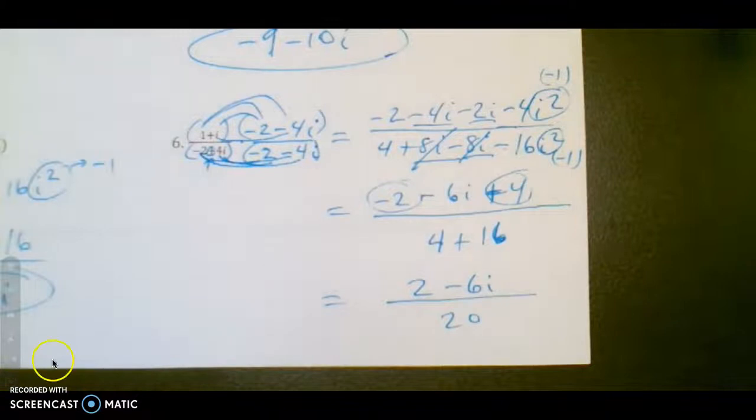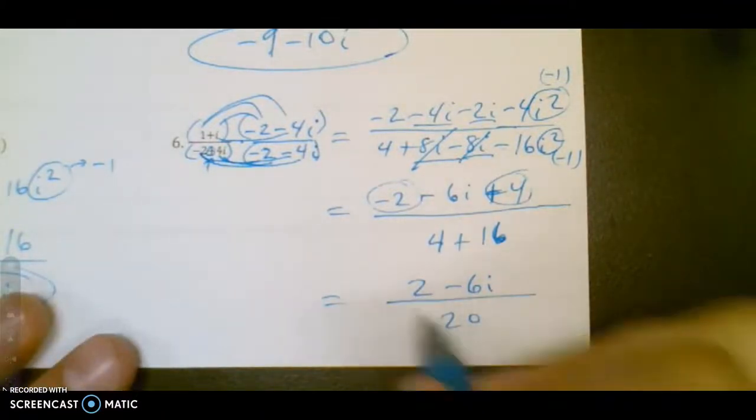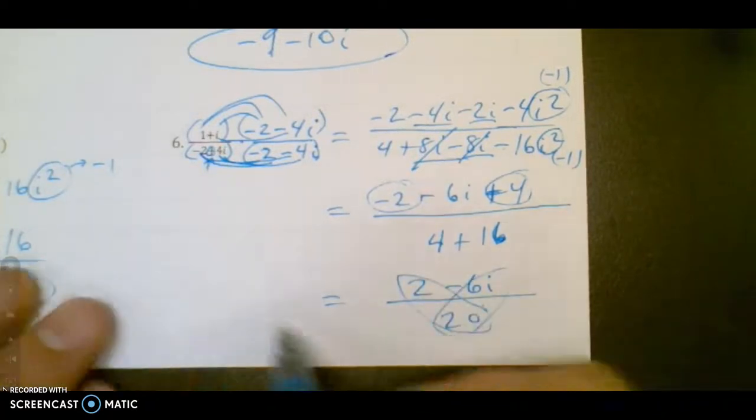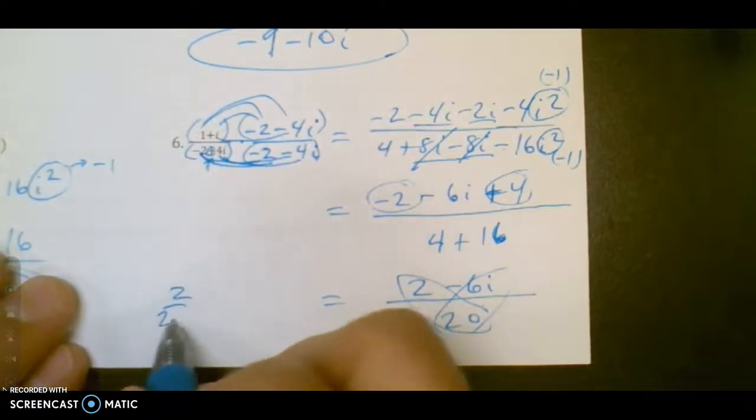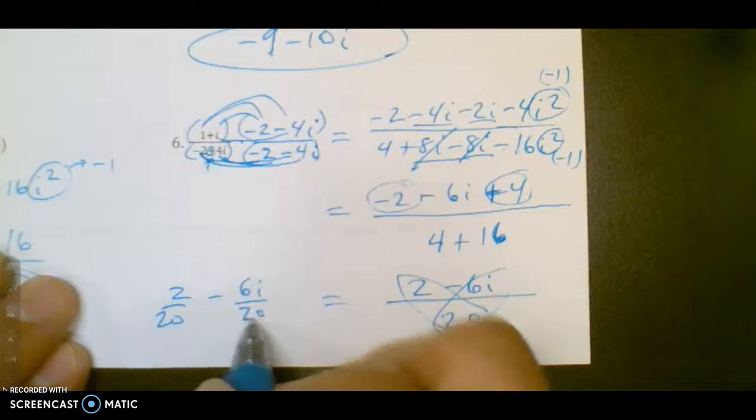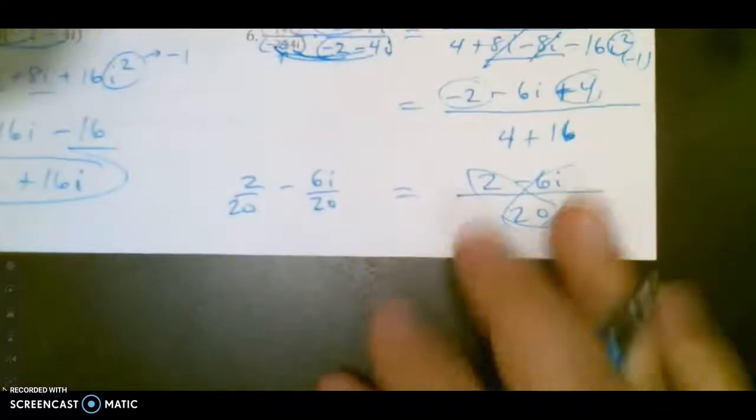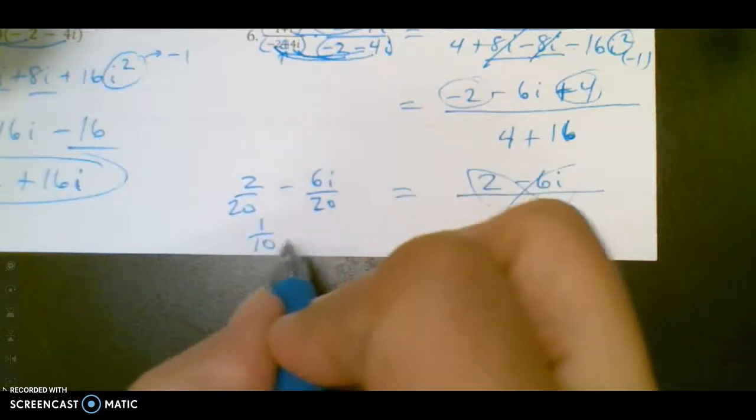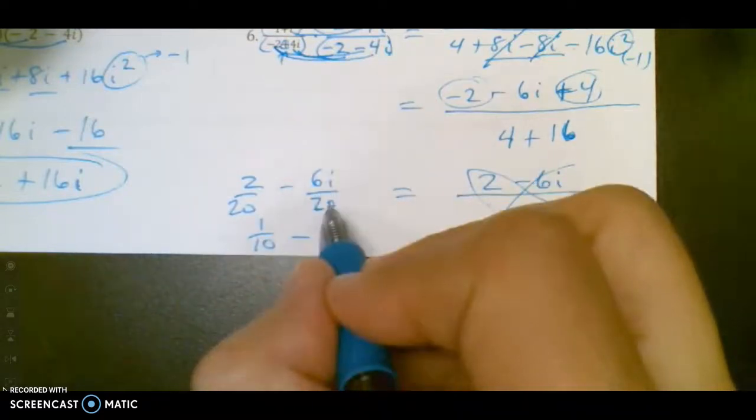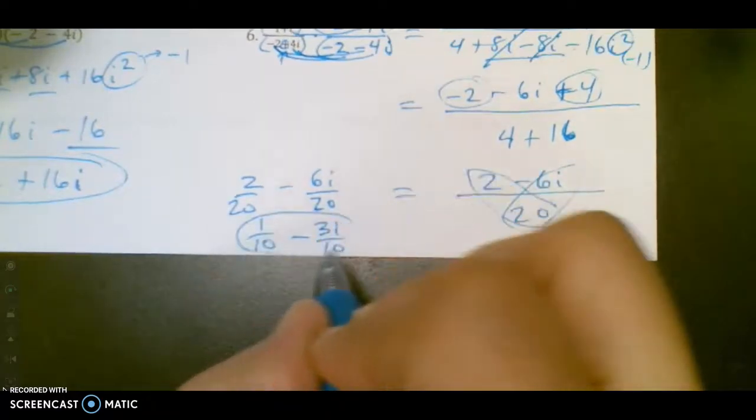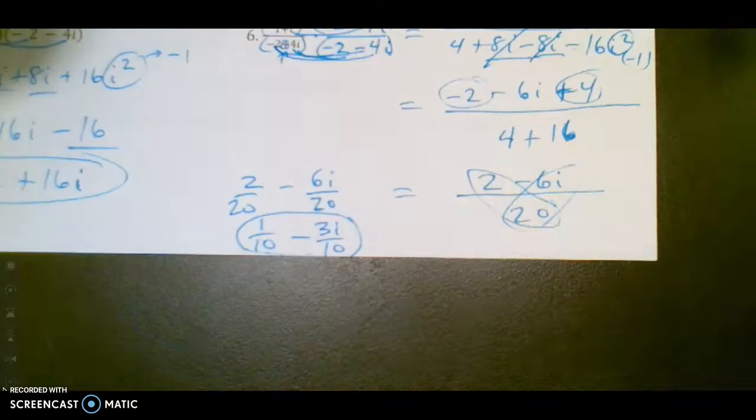Now, this is almost done, except this is not the proper way to leave your answer. You want to split it into two parts. So we'll have 2 over 20 and minus 6i over 20. And then you do want to reduce your fractions. Like, don't leave it as 2 over 20, write it as 1/10. And then instead of 6i over 20, it's 3i over 10. That's the final answer. Beautiful answer.